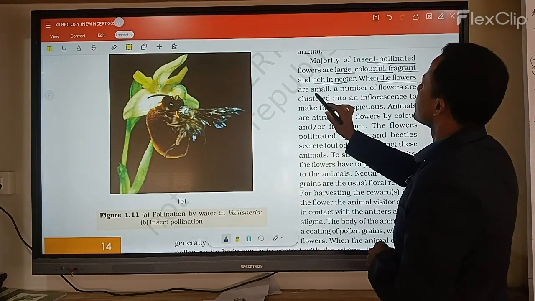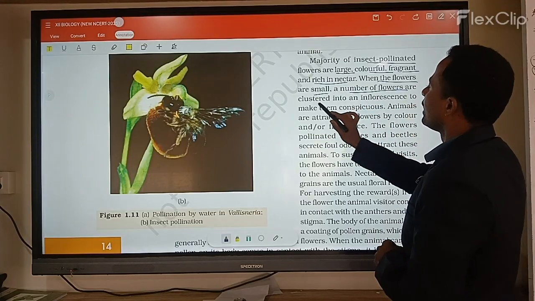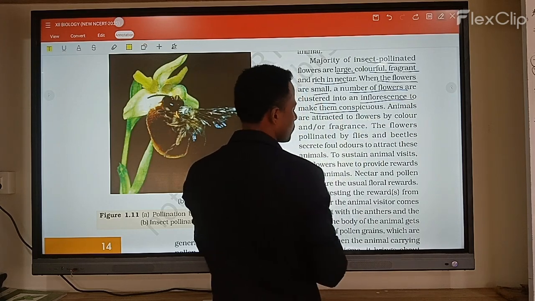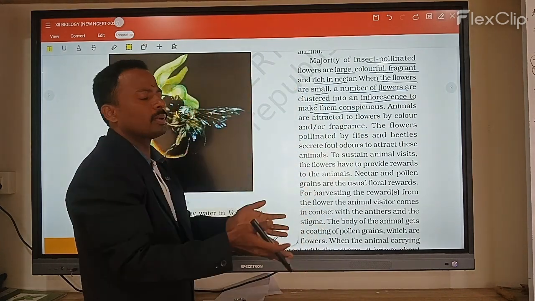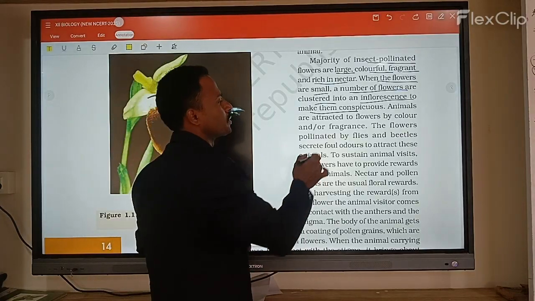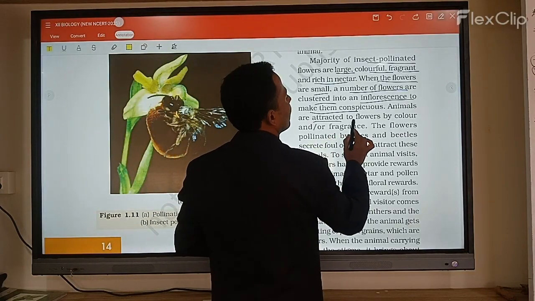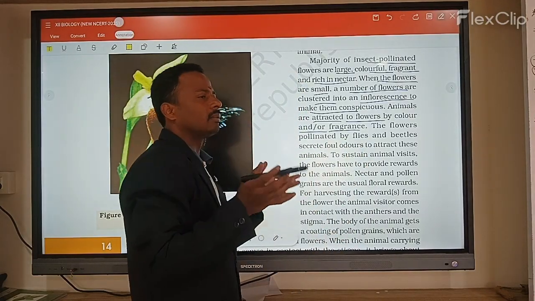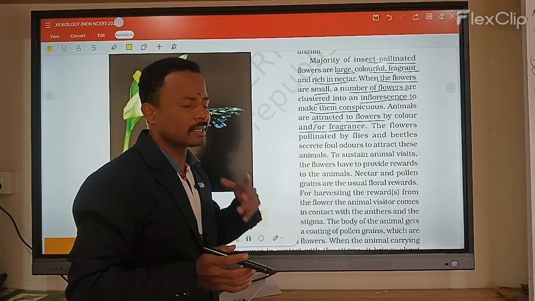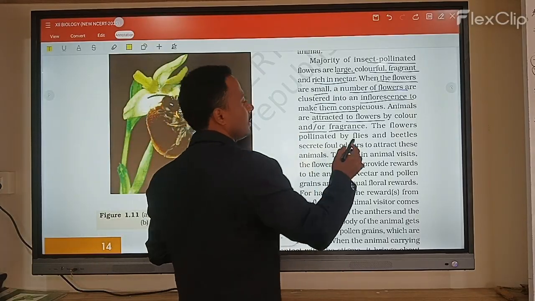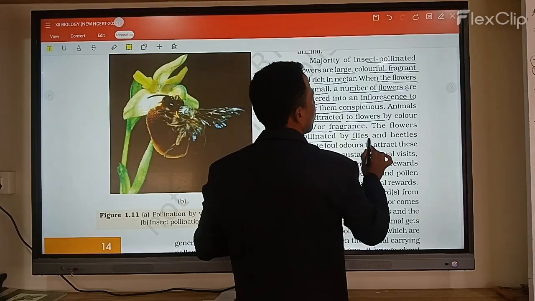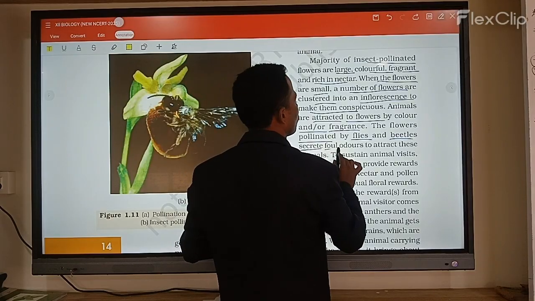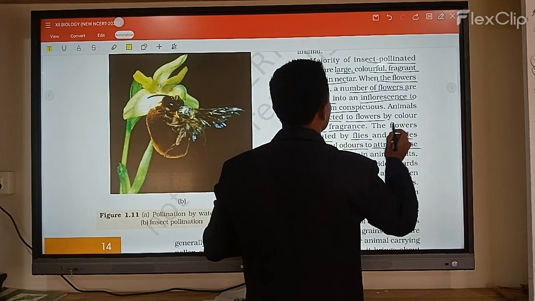When the flowers are small, a number of flowers are clustered into an inflorescence to make them conspicuous. So a number of flowers make up one inflorescence. Animals are attracted to the flowers by colors or fragrance. When a bunch of flowers is present, animals and insects are attracted. Some flowers are pollinated by flies and beetles, and secrete foul odors to attract these animals.